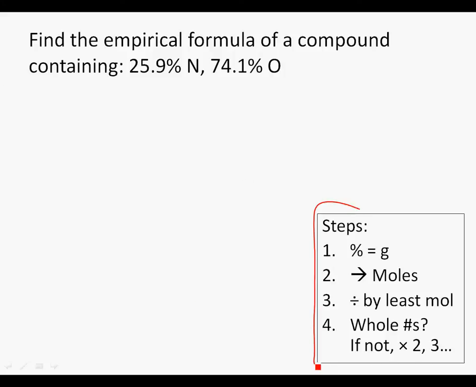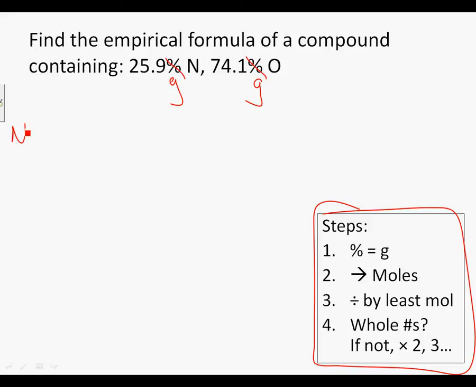I've summarized the steps down here below. All right, the first thing we're going to do is just get rid of the percentage and put grams. We can do this. It's okay to do this. We're just assuming that there's 100 grams of the compound. We don't know how many grams there actually are. If we assume 100, hey, that's fine. We're just looking for the formula. We're not looking for how much of the formula there is.